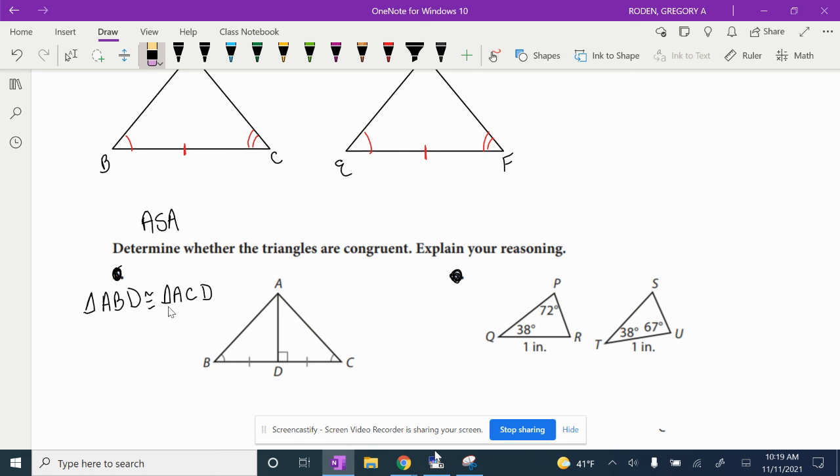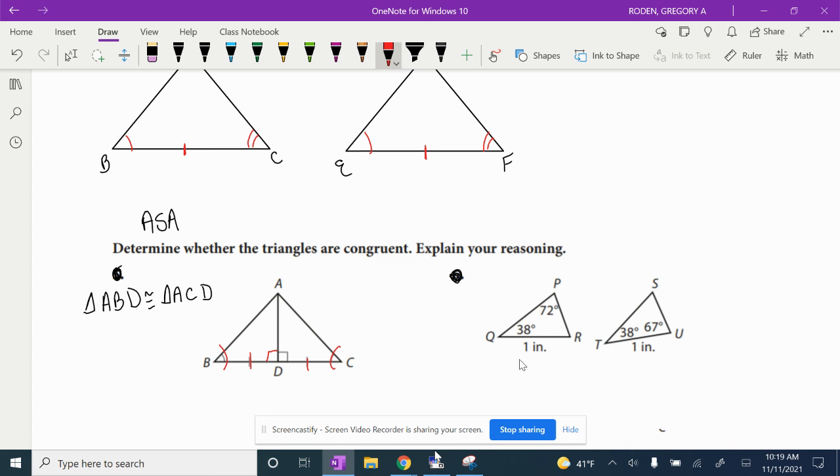Okay, so can I say these two triangles are congruent? Well, yes, because if this is also a right angle, I can say these two triangles are congruent by angle, side, and right angles are always congruent to each other. You guys understand that? Angle, side, angle. And I'm done with this. Okay, guys with me on that?